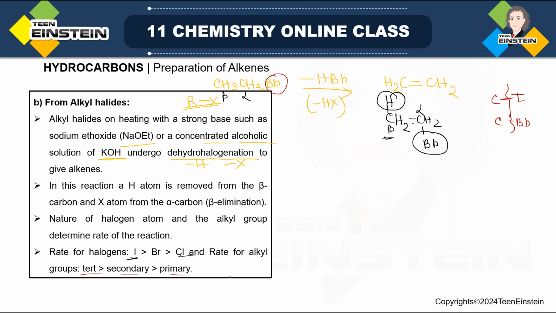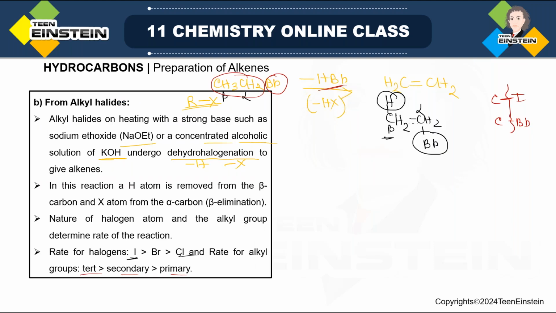That means this part, when it is tertiary, the chance of elimination, the rate will be high compared to secondary, primary. Now the reason may be, when there is very high amount of branching present, tertiary carbon is present, and you are removing some small unit, you are removing some small molecule HX. Obviously in the molecule there will be some relief from steric hindrance. So when there is already some tertiary carbon present, you are removing some small part from this molecule, the reaction rate is high. So these are the rate for halogen and rate for alkyl group.